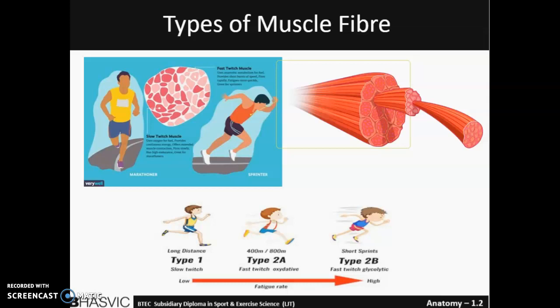Slow oxidative fibers can resist fatigue the best, as they have to keep contracting over a very long period of time, such as in a marathon run, whereas fast oxidative and fast oxidative glycolytic fibers are less resistant to fatigue. Glycolytic fibers will fatigue the fastest because they contract and use the most energy.